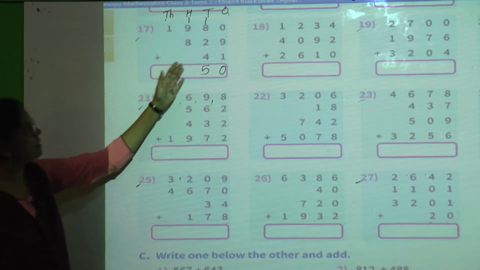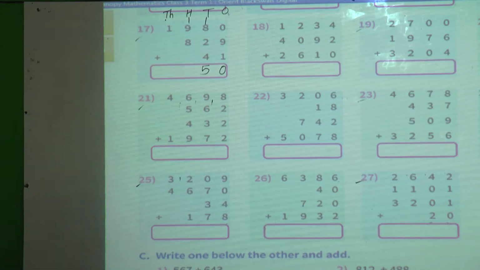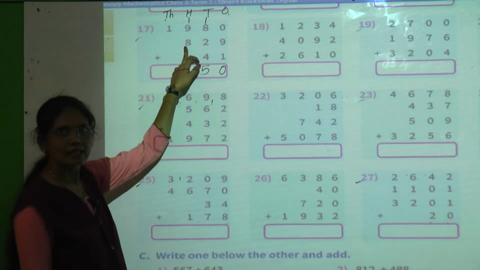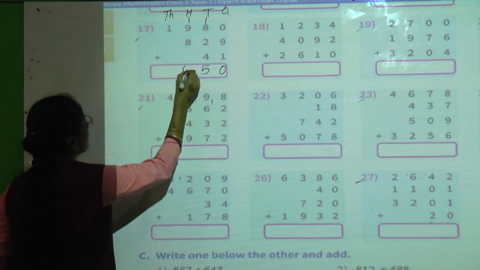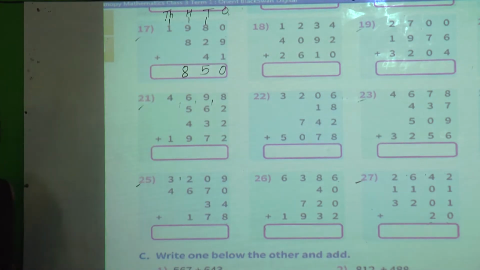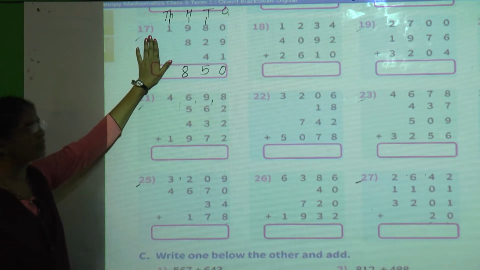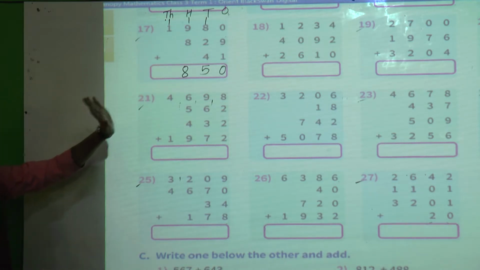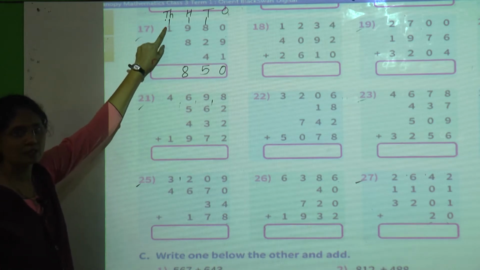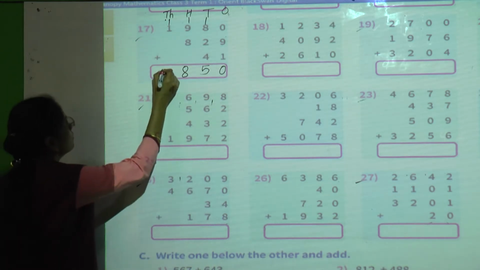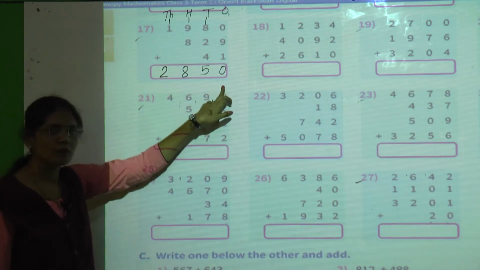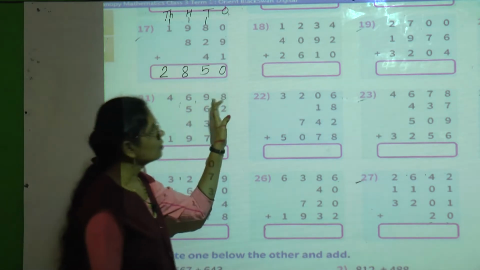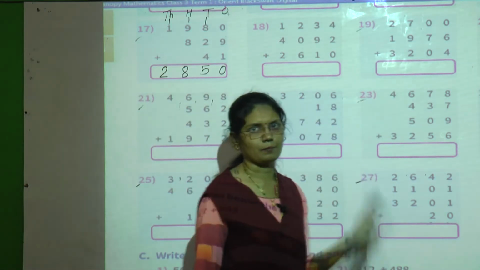Now see the hundreds place digit. At hundreds place 1 plus 9. 1 plus 9, 10. 10 plus 8, 18. So we will write 8 here, and 1 we will give as carry to the next place. Now see the thousands place digits. Here 1 plus 1, very easy. 1 plus 1, 2. So what will be the answer? The answer is 2850.